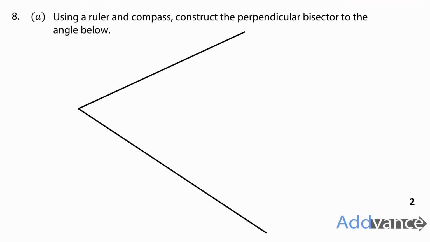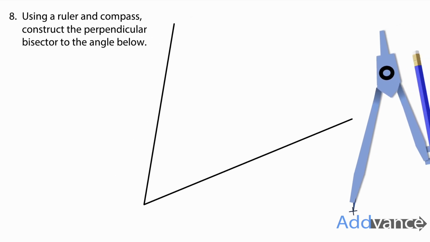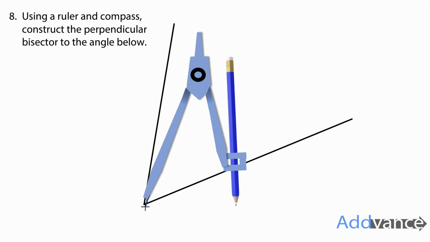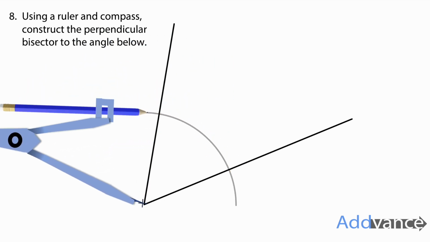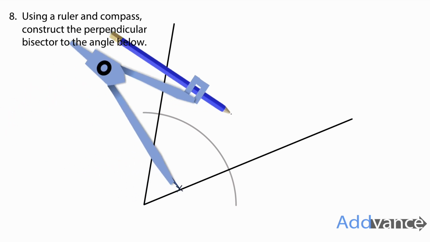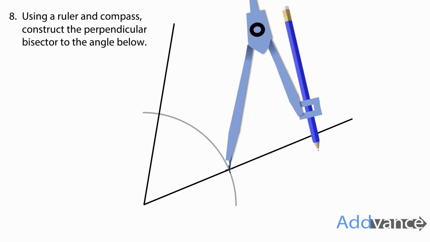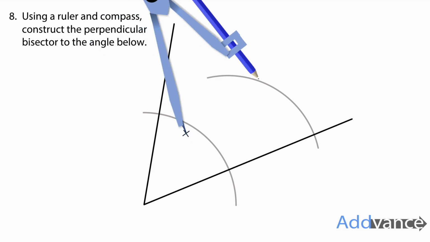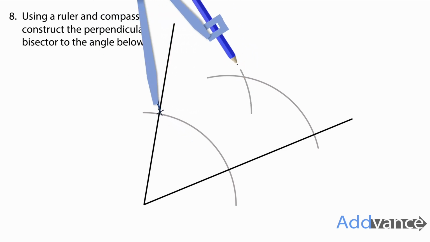Question number 8 says use a ruler and compass, construct the perpendicular bisector to the angle below. Okay, so let's get a ruler and compass. I'm going to start by drawing an arc from the angle. We draw an arc at an angle like that. Then we do the same again without changing the length of the compass, without stretching the compass at all, keeping it exactly the same. Draw one arc and draw an exactly equal sized arc like this.